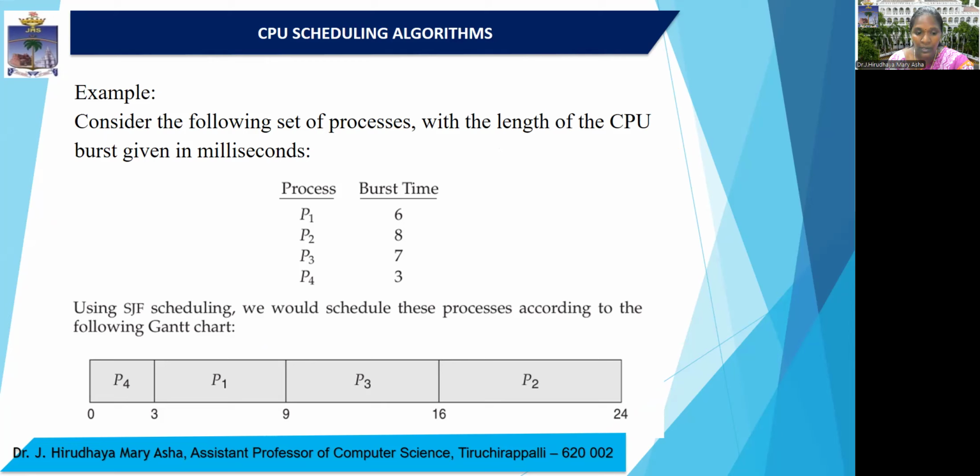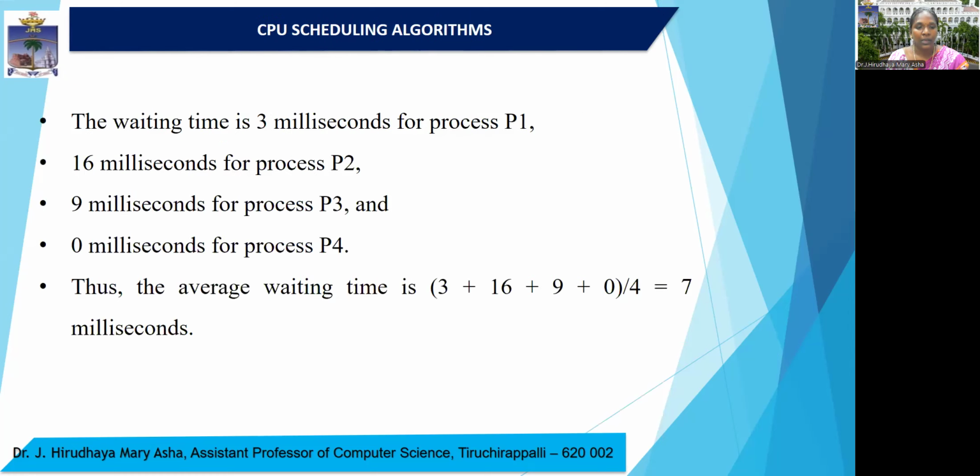You can see this in the Gantt chart. At the end of the 3rd millisecond, P1 will receive the CPU for execution. At the 9th millisecond, P3 will get the CPU for its execution because it has 7 milliseconds for its execution. At last, P2 requires the CPU for execution up to 8 milliseconds. The waiting time is 3 milliseconds for process P1, 16 milliseconds for process P2, 9 milliseconds for process P3, and 0 milliseconds for process P4.